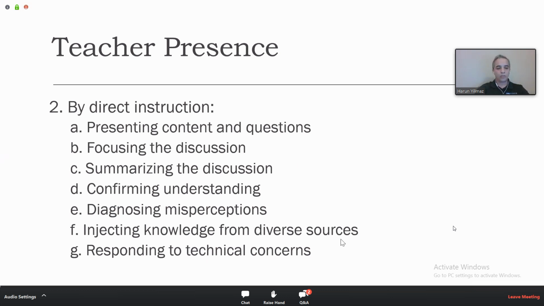Most probably, you are going to be the first person for your students in terms of any technical problem. So you may need to be aware of those technical concerns, and also you may know some solutions for those technical problems.